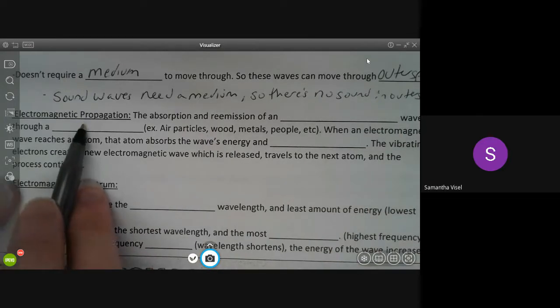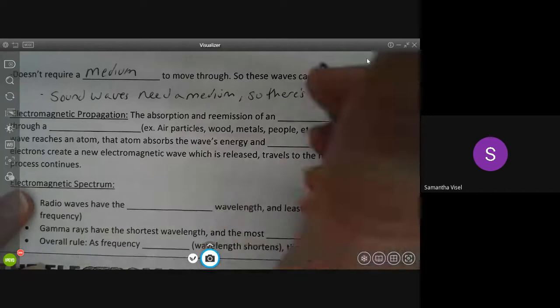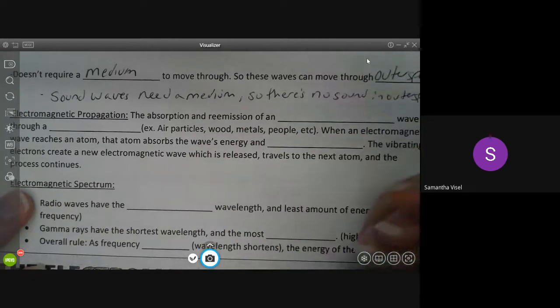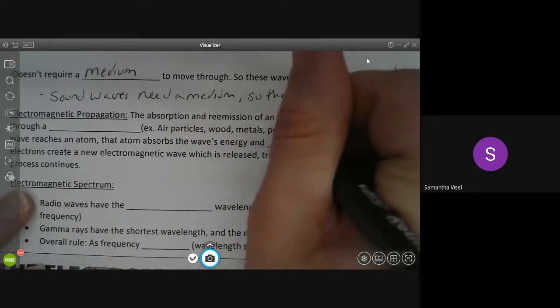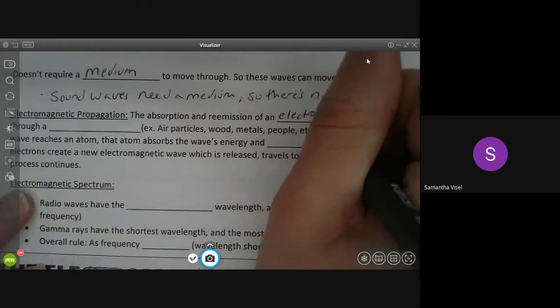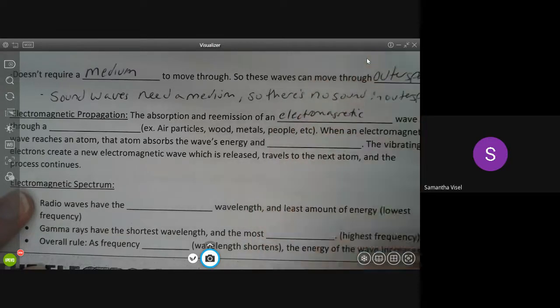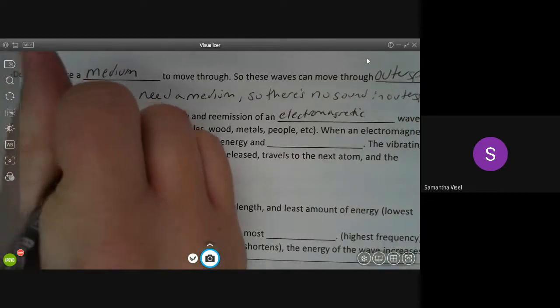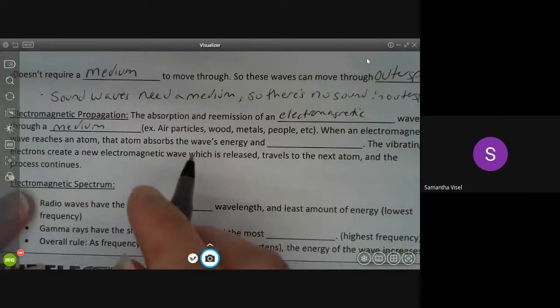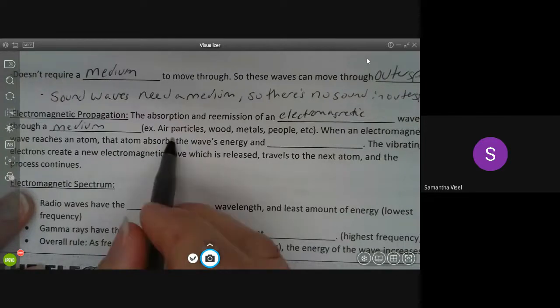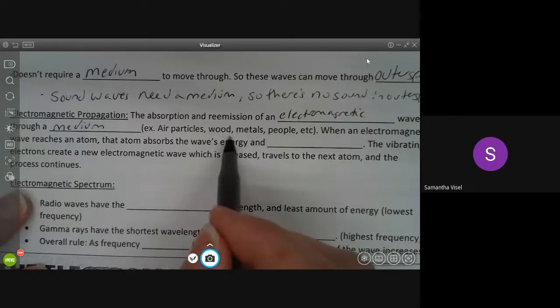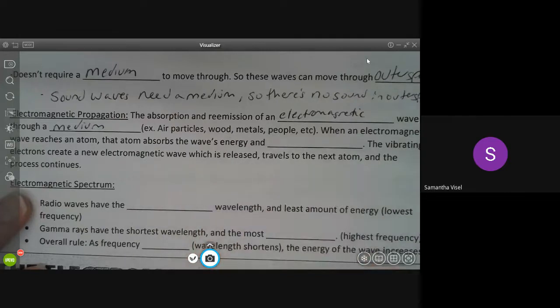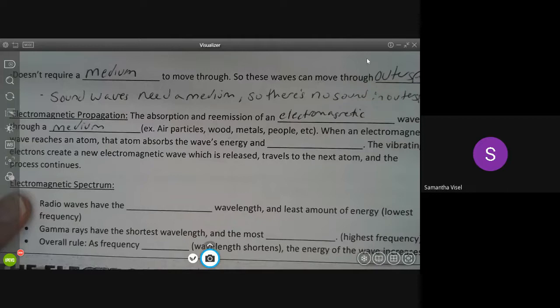So electromagnetic propagation is by definition the absorption and the re-emission of an electromagnetic wave through a medium. It could be air, it could be something a little more tangible like wood or metals. Electromagnetic waves can actually travel through people as well, for example, X-rays.